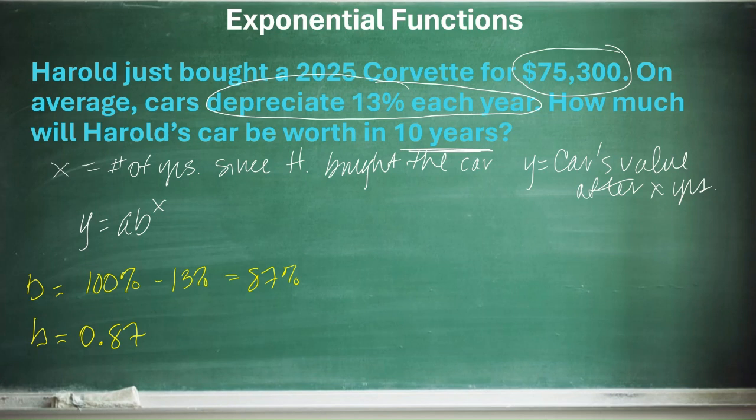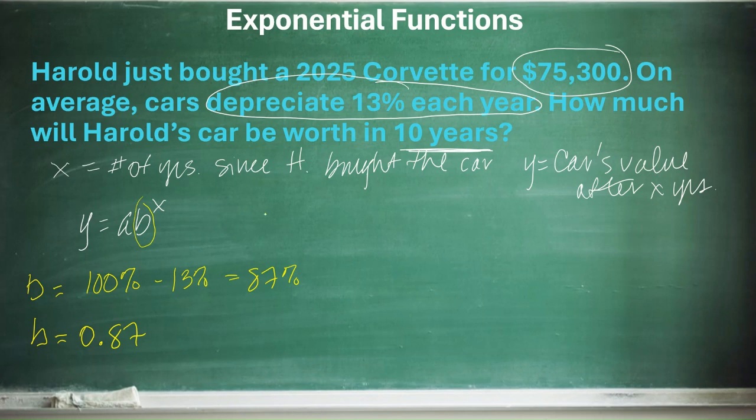Here's something that's really important. In your exponential equation, your B value is what you keep. So if you're depreciating or you're losing something, you're only putting in the base of your exponent the amount that you keep. Likewise, if you're growing, you're keeping the full amount plus some, so that becomes the base of your exponent. So let's go ahead and write this equation then, now that we know what B is.